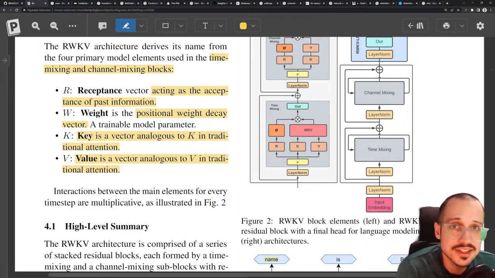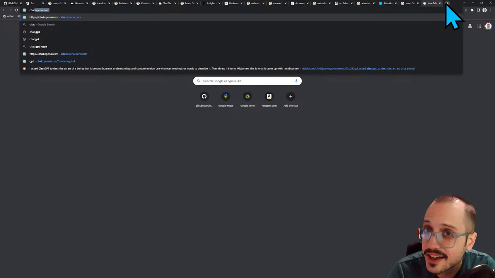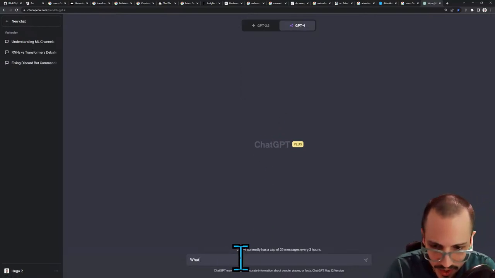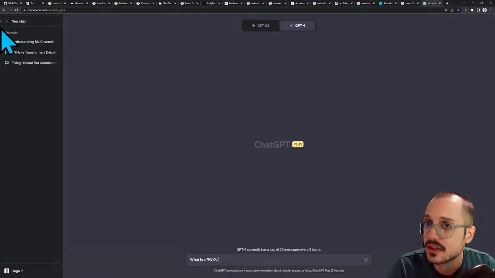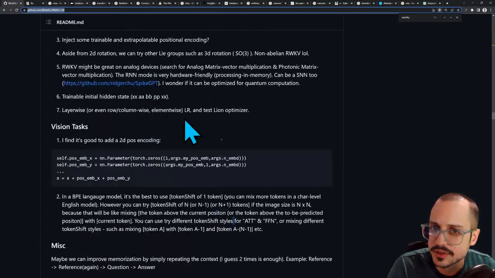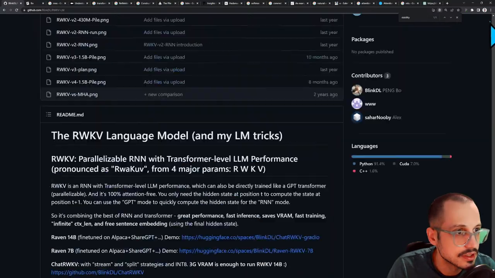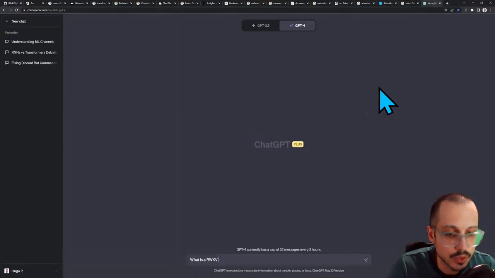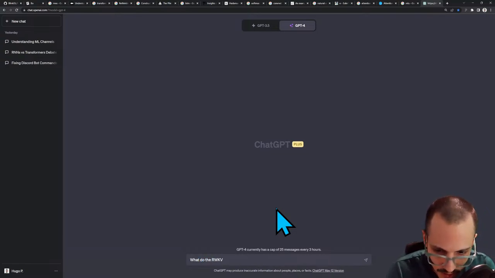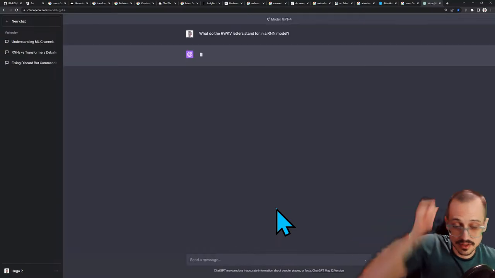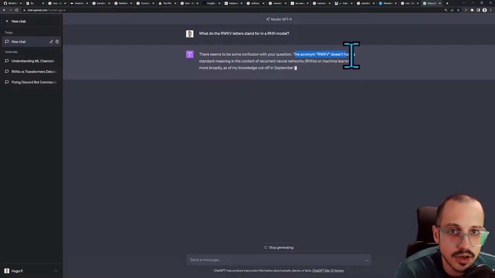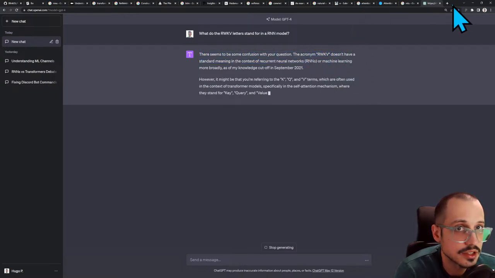So receptance weight key value. Let's see if ChatGPT knows that. Chat.openai, let's go to new chat, GPT-4. Let's do, what is a RWKV? What do the RWKV letters stand for in a RNN model? Let's see if it knows. I'm trying to see if it gets the receptance. RWKV does not have a standard meaning. Okay, so ChatGPT does not know about it.